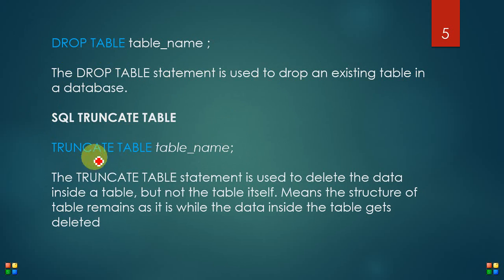The second command is SQL truncate table. So truncate table and table name, if you apply this, what's going to happen? The truncate table statement is used to delete the data inside the table but not the table itself. It means the structure of the table remains as it is while the data inside the table gets deleted. In short, truncate table is used to delete the data from a table, not the structure. The structure will remain as it is.